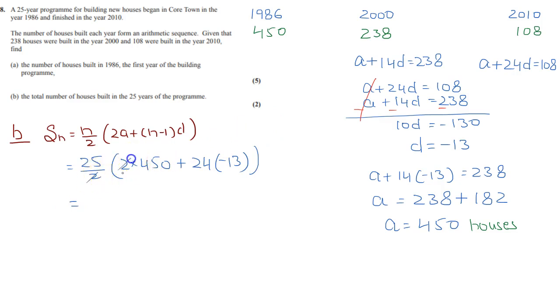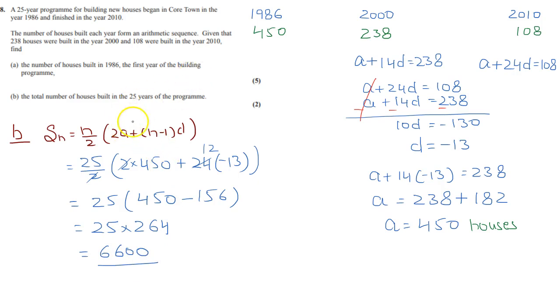We can cancel 2, 2 and 12. So that is 25, that is 450 minus 144 plus 13, 156. So that is 25 multiplied to 64. So the company made 6,600 houses in 25 years.